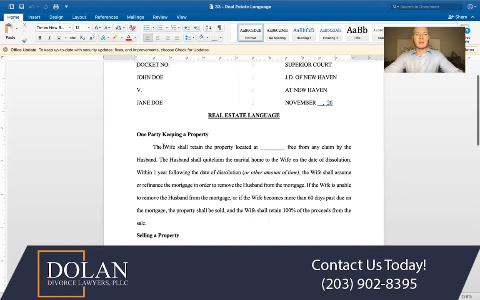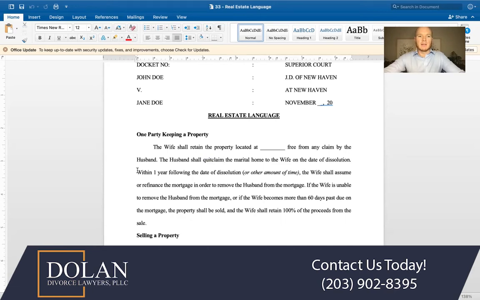In this example, we're saying the wife keeps the property. So you're going to want to say that the wife shall retain the property located at blank, and you insert the address, free from any claim by the husband. The husband shall quitclaim the marital home to the wife on the date of dissolution. Or, usually you're going to want to put that the property is transferred to the wife on the date of dissolution, or it can be some later date if you have a particular reason for transferring the property on a later date.